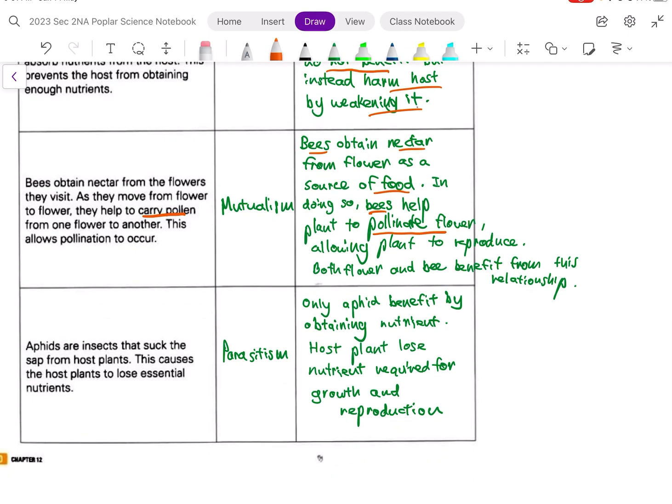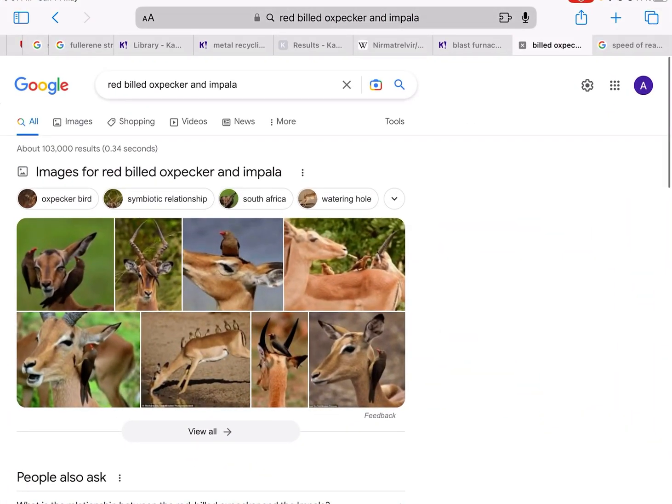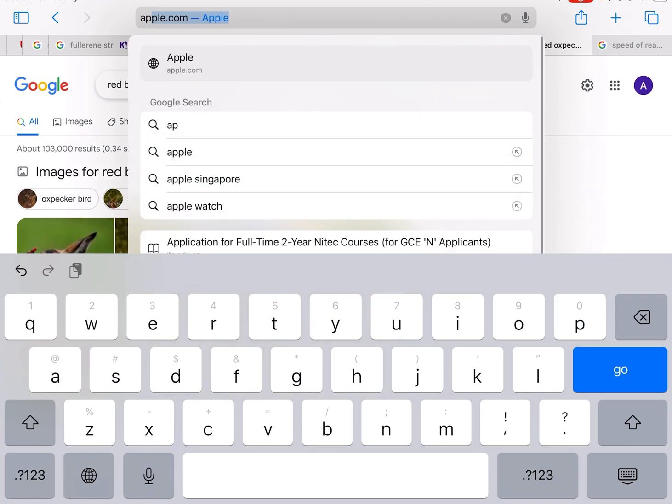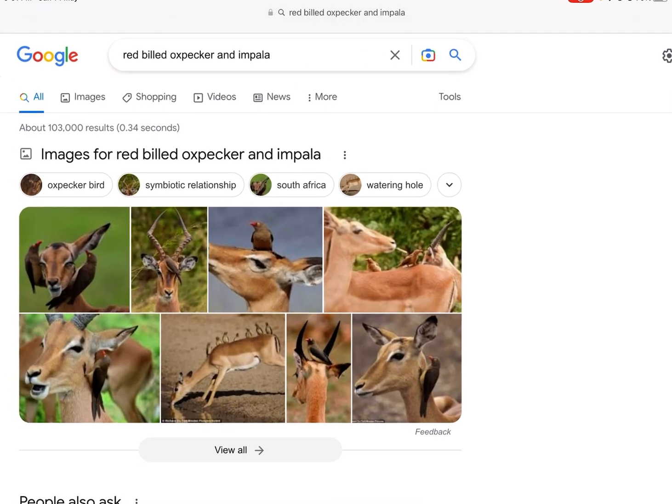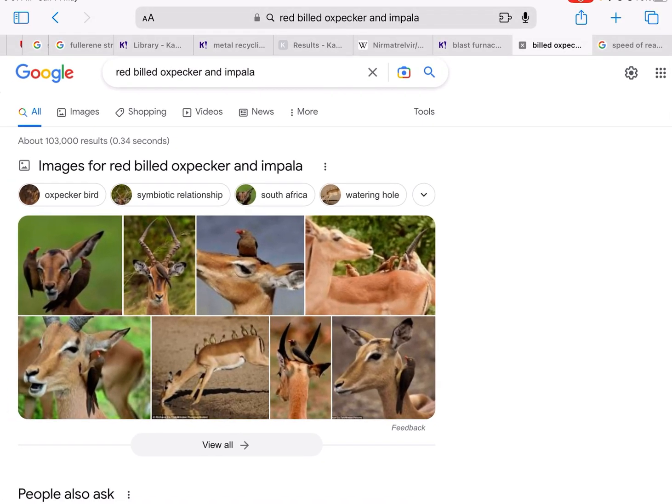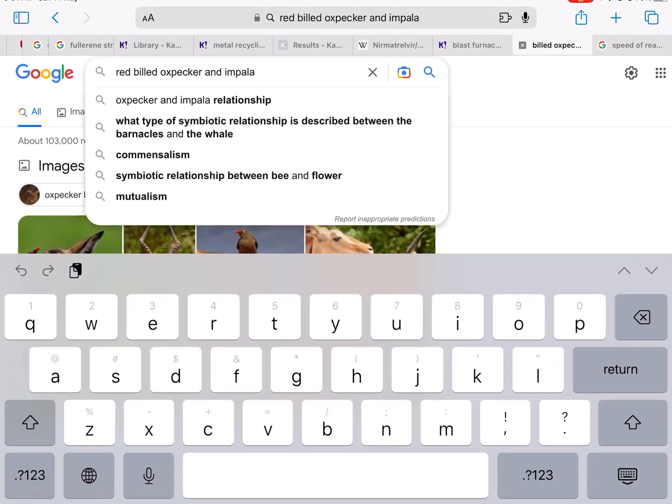Next is aphids. Aphids are insects that suck the sap from the host plants. They look white in color. You can have a look, maybe Google aphids. Anyway, before that, this is the red-billed oxpecker and impala.